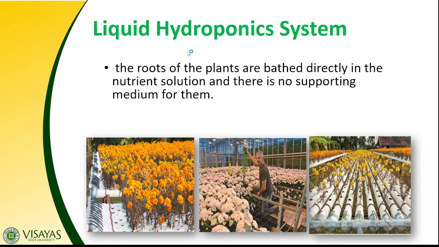So for the liquid hydroponic system, the roots of the plants are bathed directly in the nutrient solution and there is no supporting medium for them, just like the growing of these ornamental plants below. So the roots are directly soaked or immersed or growing in the nutrient solution.